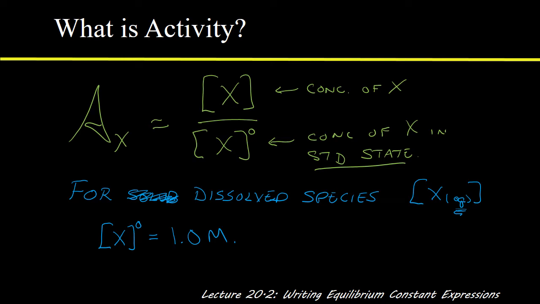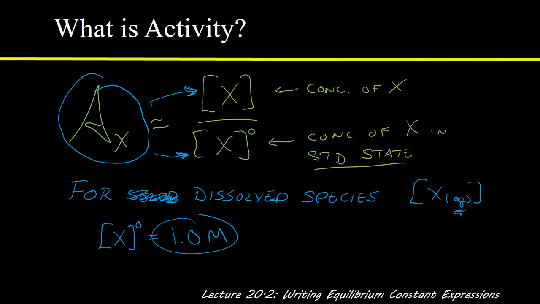Because the standard state concentration is 1 molar, when you are doing the activity, you put in the concentration of X, whatever that thing is, and you divide by the standard state concentration, which is 1 molar. So all this does is factor out the units. The activity of a dissolved species is just the concentration in molarity, but written without units. Okay?